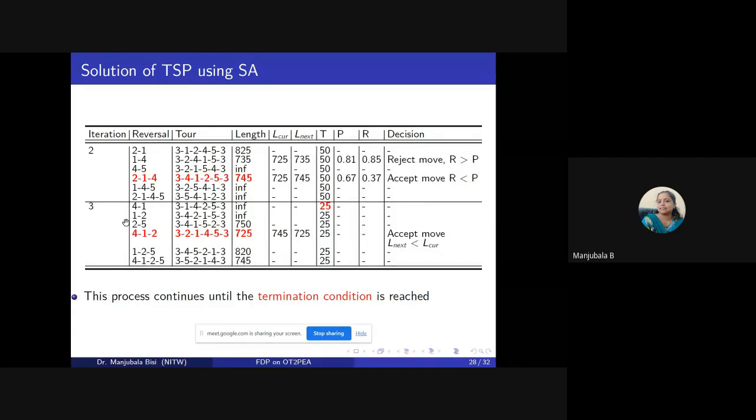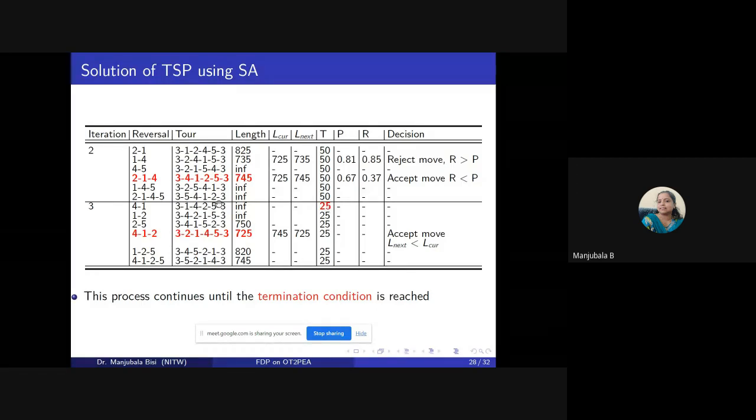In the next iteration you see, similarly, the solution I am considering here is 3, 4, 1, 2, 5, 3. Again you apply the reversal procedure to find the neighboring set. From the neighboring set, you see the temperature column, this value is changing, because I have fixed the annealing schedule so that after t equals 2 accepted iterations, I change the temperature by half. Now your temperature is 25, right?